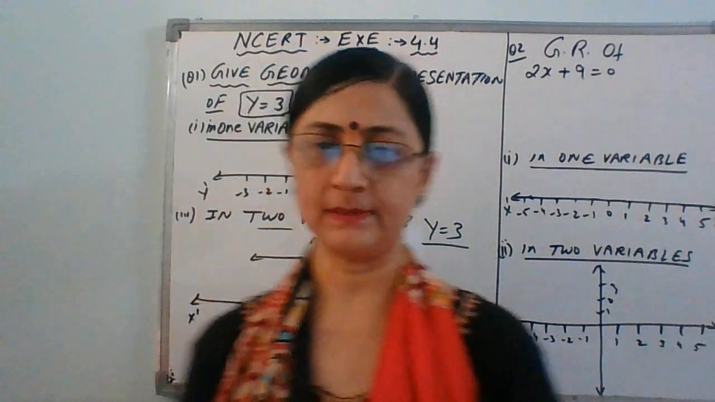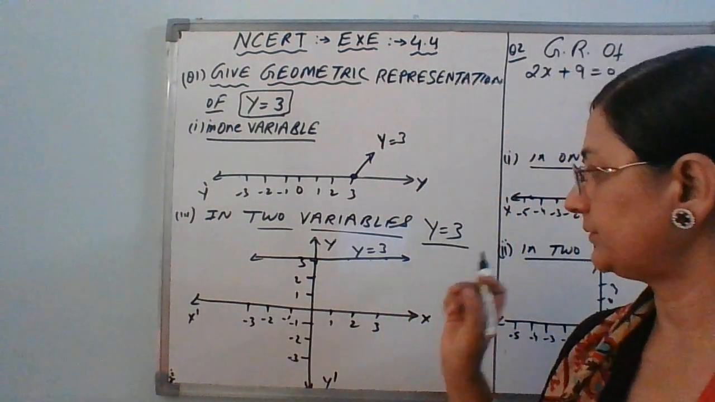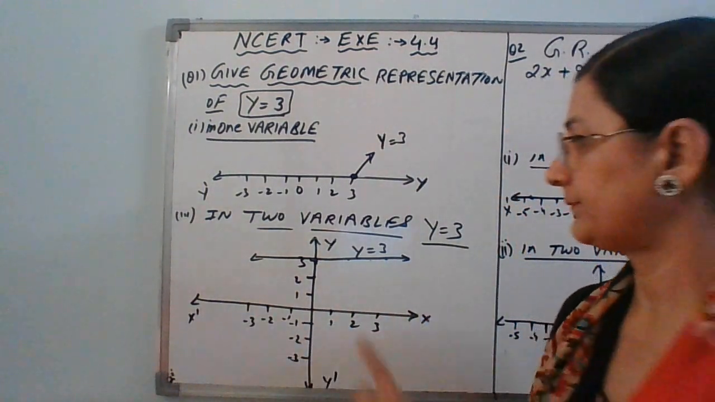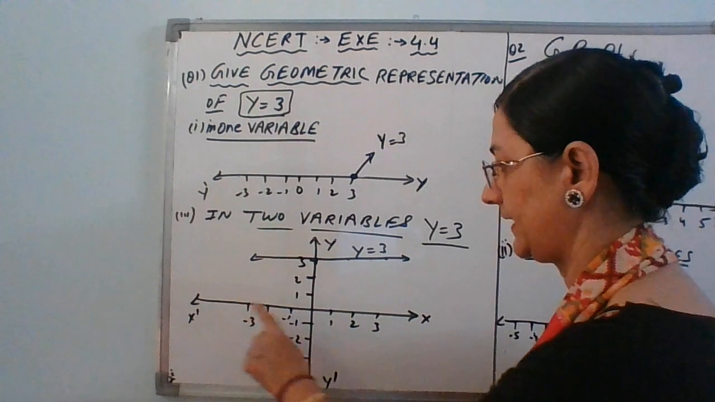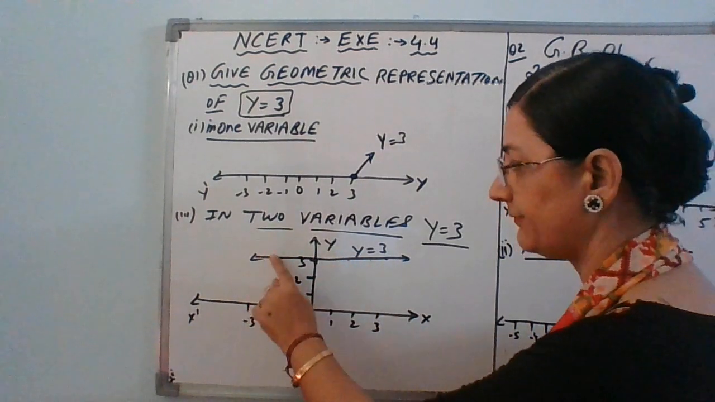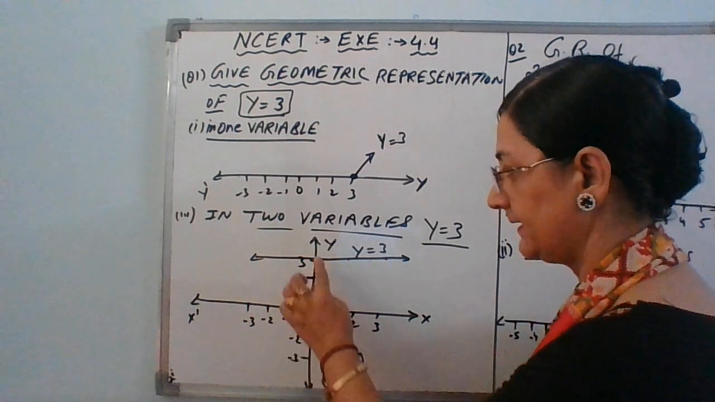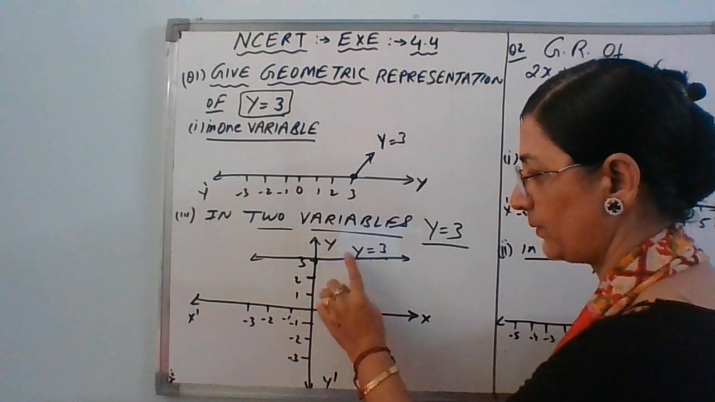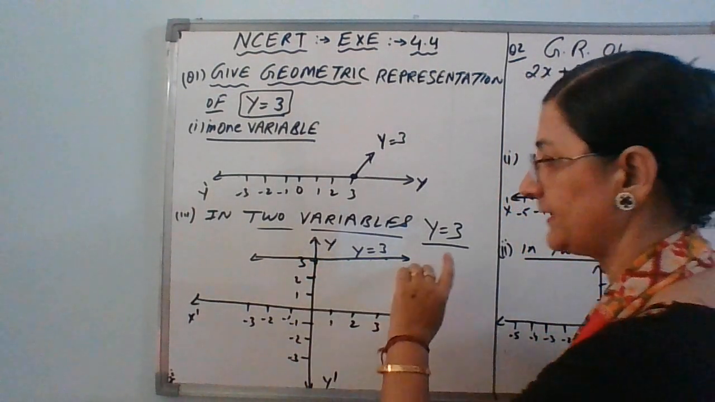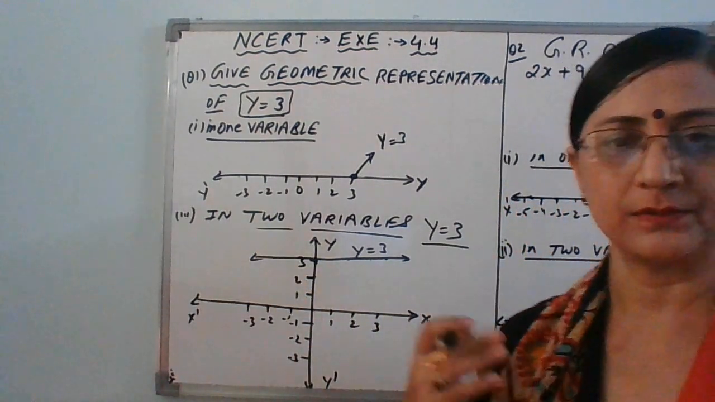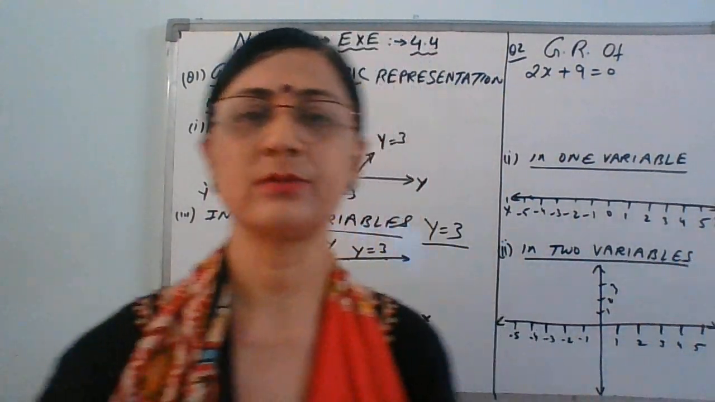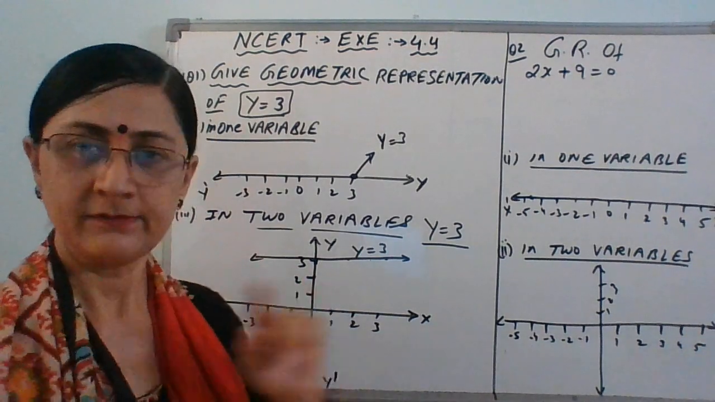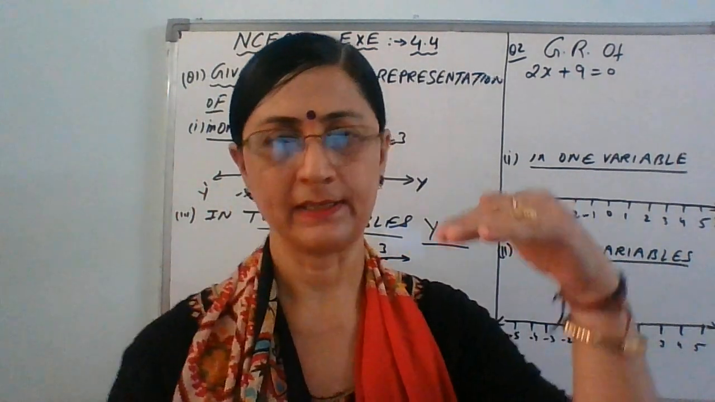So in two variables, if we have to plot y is equal to 3, we just draw a line from y is equal to 3 parallel to the x axis, because at every point here y will be 3. So x keeps on changing. Here x will be negative, here x will be positive, 1, 2, 3, 4 and so on. So at every point on this line y is equal to 3. So this is the line y equal to 3 in two variables.